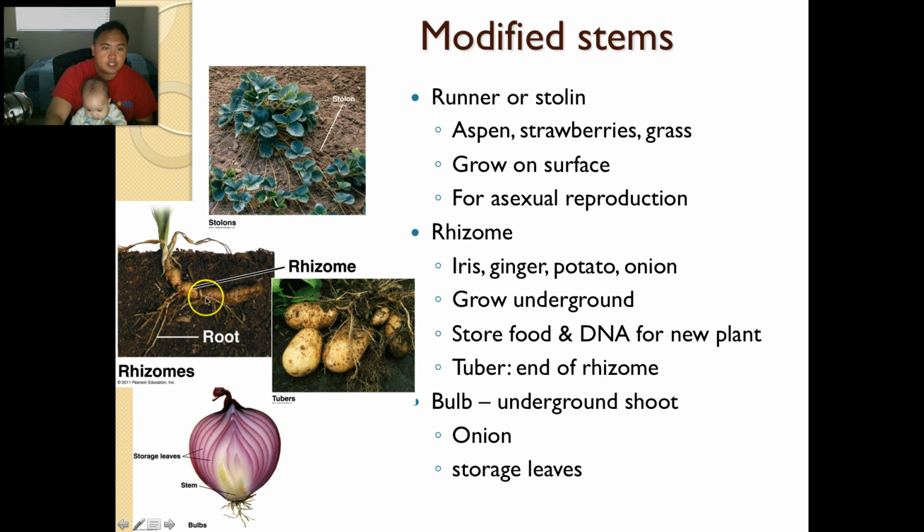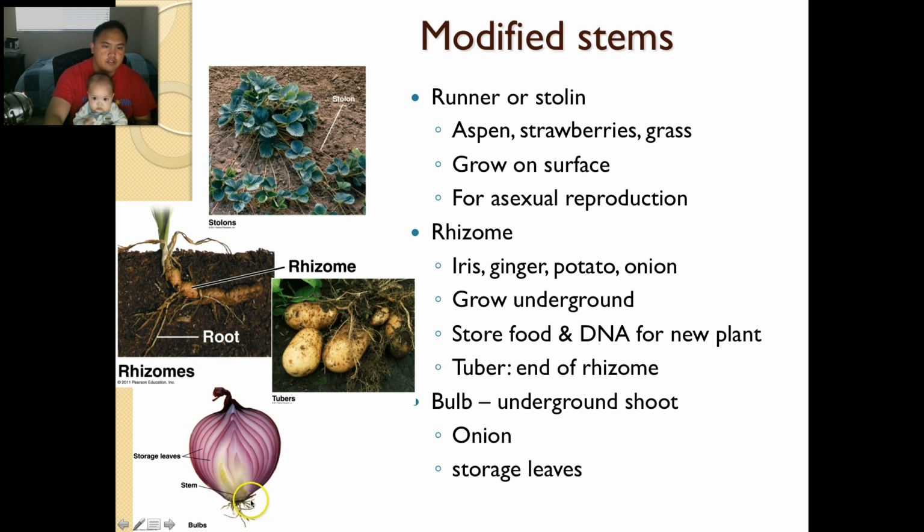A rhizome, here's an example of one. Ginger, potato, onions, like the eyes you may have seen on a potato. They grow underground and they store food and DNA for a new plant. And at the end, we also have something called tubers, and they're at the end of the rhizomes. And then we have a bulb. Thinking about an onion, it has a different type of stem as well. You can see it right here.